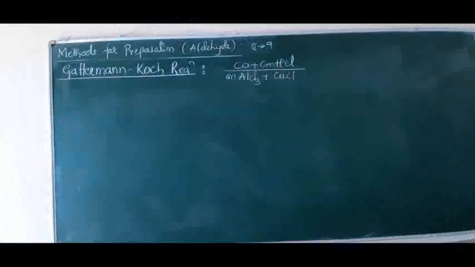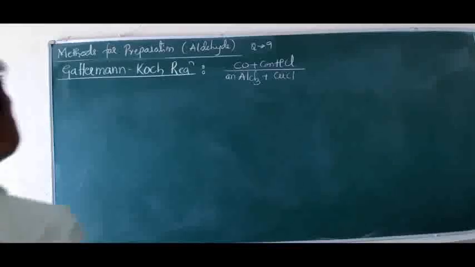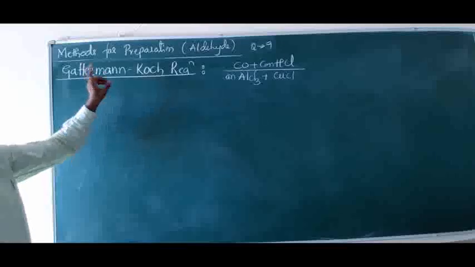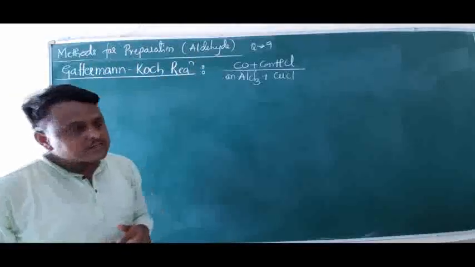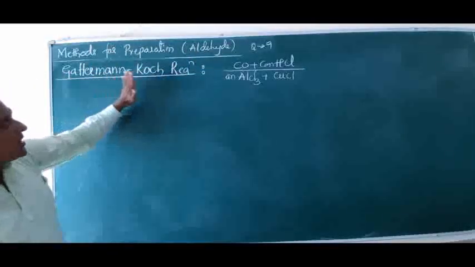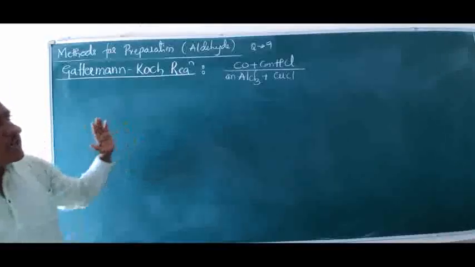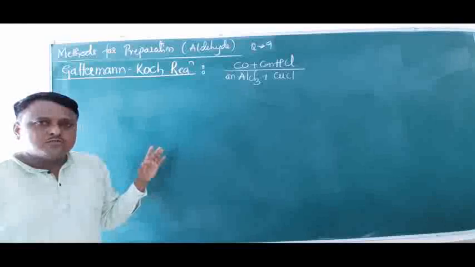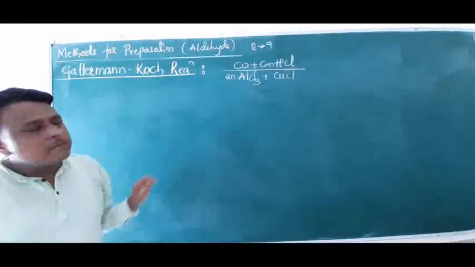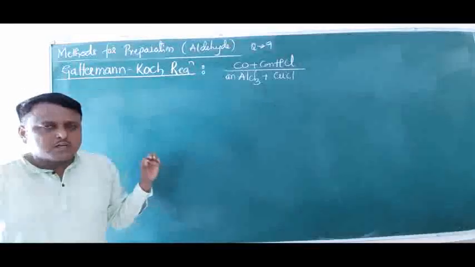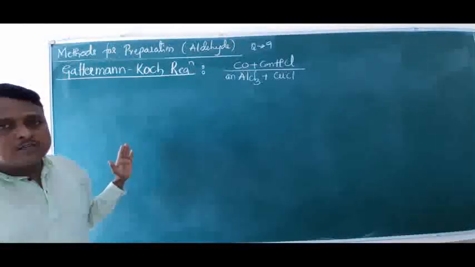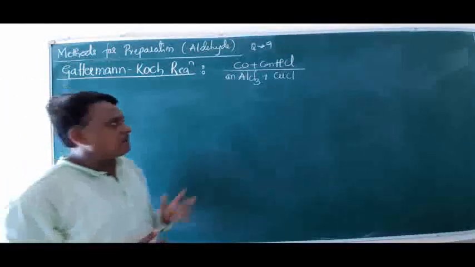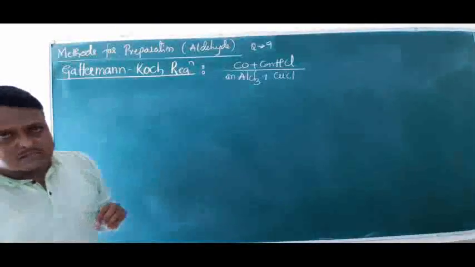Welcome to everyone. Now we move on to the last reaction of the methods for preparation of aldehydes. The name of the reaction is the Gattermann-Koch reaction. Friends, we already know three reactions. One is Stephen's reduction reaction, using tin chloride with concentrated HCl. Etard reaction, by using chromyl chloride. Third one is Rosenmund's reduction reaction, palladium and barium sulfate with xylene.